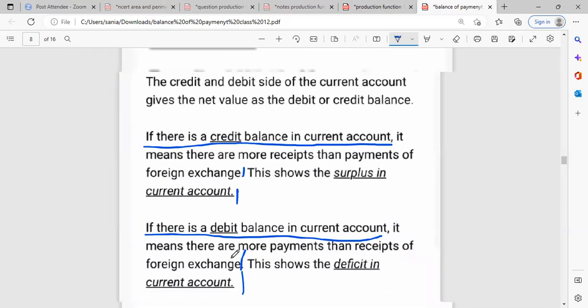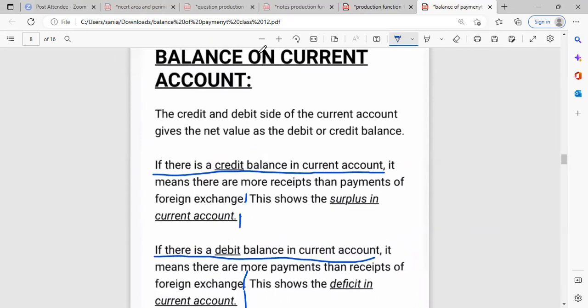So you will quickly write it down. But you will write balance of current account. And then you will write this first point, then this: if credit is this, and if there is a debit balance, then it shows a deficit of the current account. Today we have to finish this chapter, so be very, very quick.